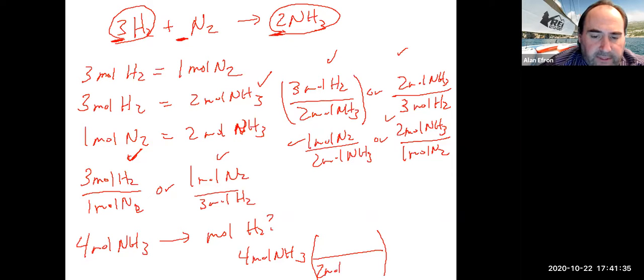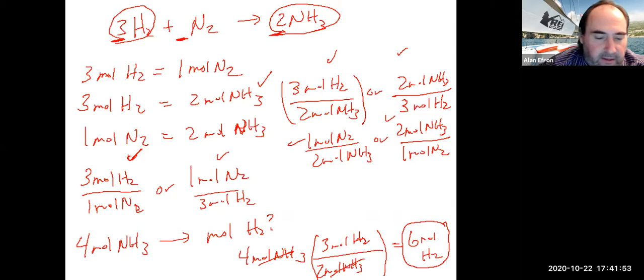So 2 moles of NH3 on the bottom, 3 moles of H2 on top. And we just did stoichiometry there. Congratulations. And that is 4 times 3 is 12. I'm going to try it without the calculator and go with 6 moles of H2 in this particular case. And really, all stoichiometry is just using the equation as a conversion factor to go from one thing in the equation to something else.